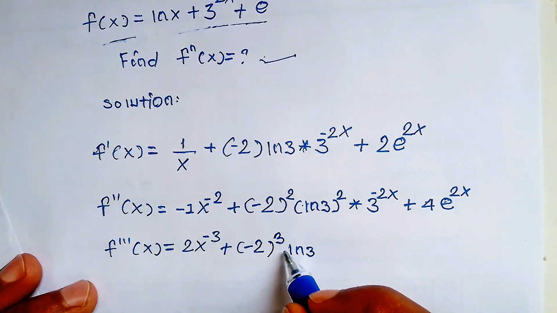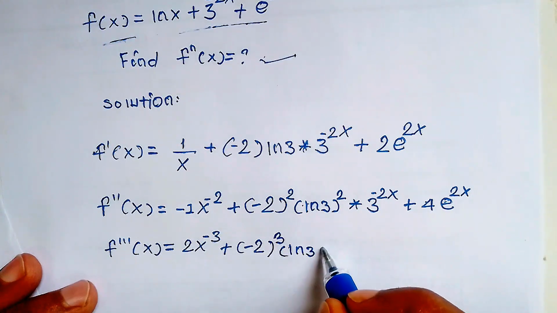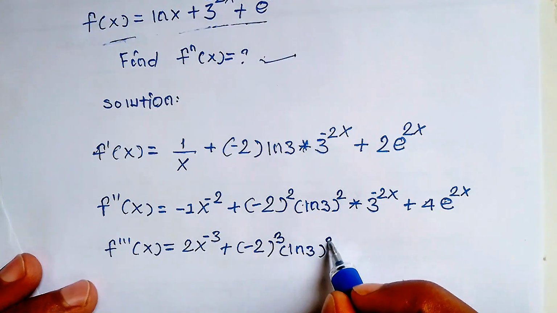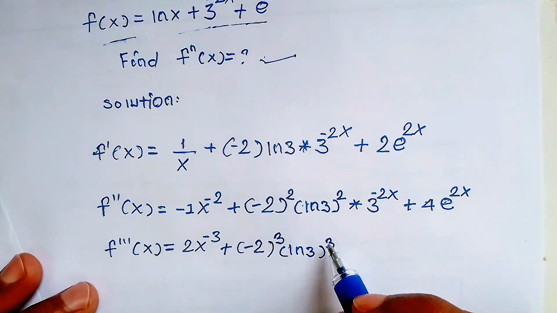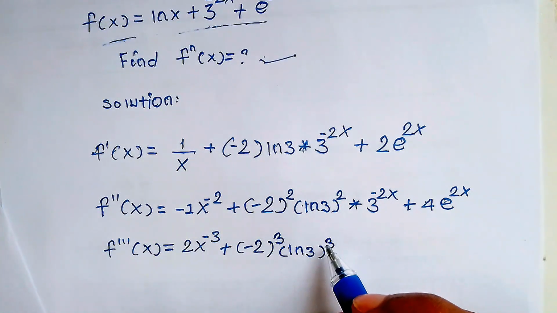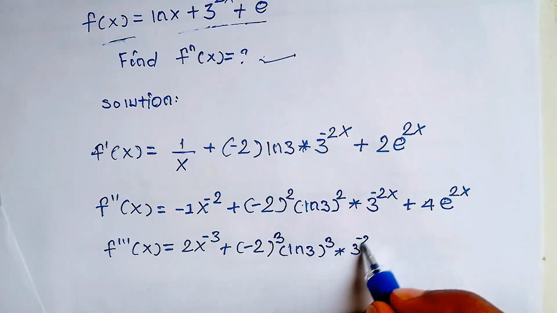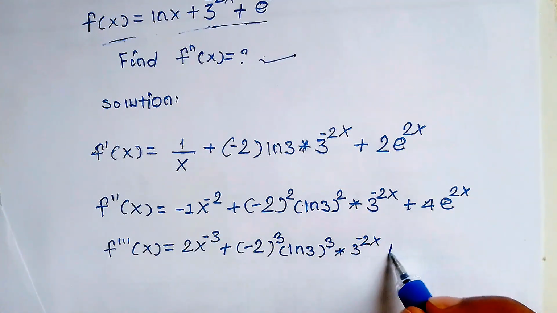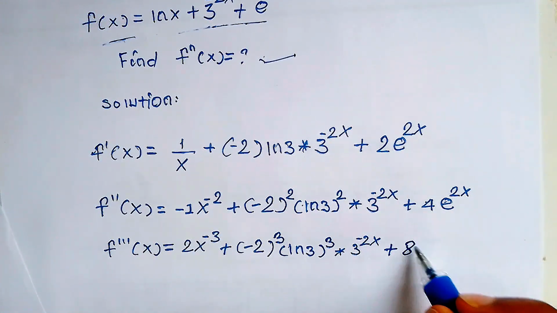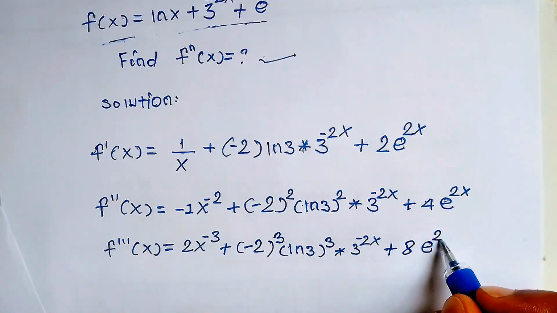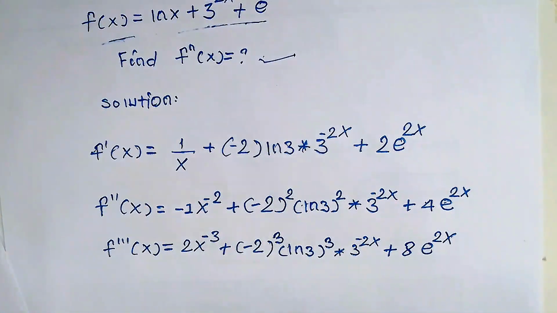Let's do one more to see the pattern clearly. For ln x, the derivative becomes 2/x³. For 3^(2x), (2 ln 3)³ 3^(2x). For e^(2x), 8e^(2x). So f'''(x) equals 2/x³ plus (2 ln 3)³ 3^(2x) plus 8e^(2x).